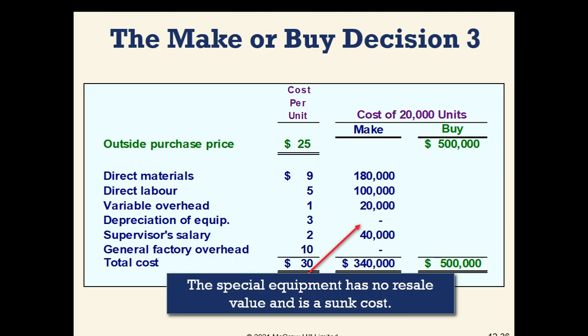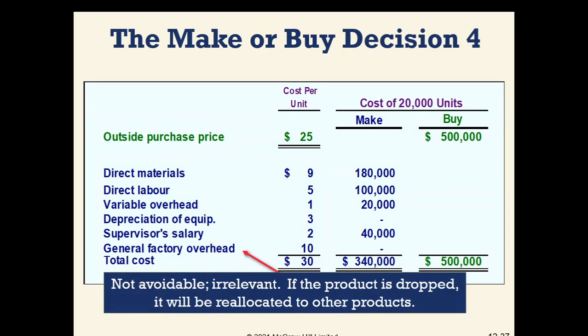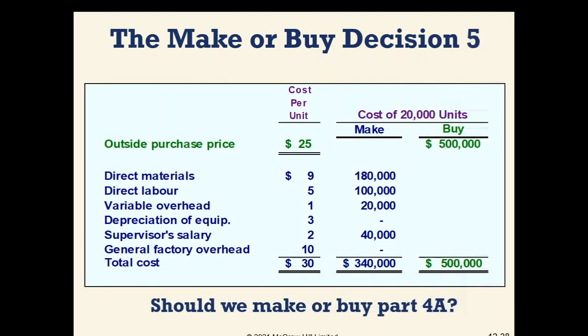We're also assuming this special equipment has no resale value, and so it is a sunk cost. If we were able to sell that machine or reassign it to something else, then that is a relevant cost that we would have to look at. But because we can't do either of those things, it is a sunk cost. And the general factory overhead is not avoidable, so it is irrelevant to the conversation. If the product is dropped, it's simply reallocated to other products.